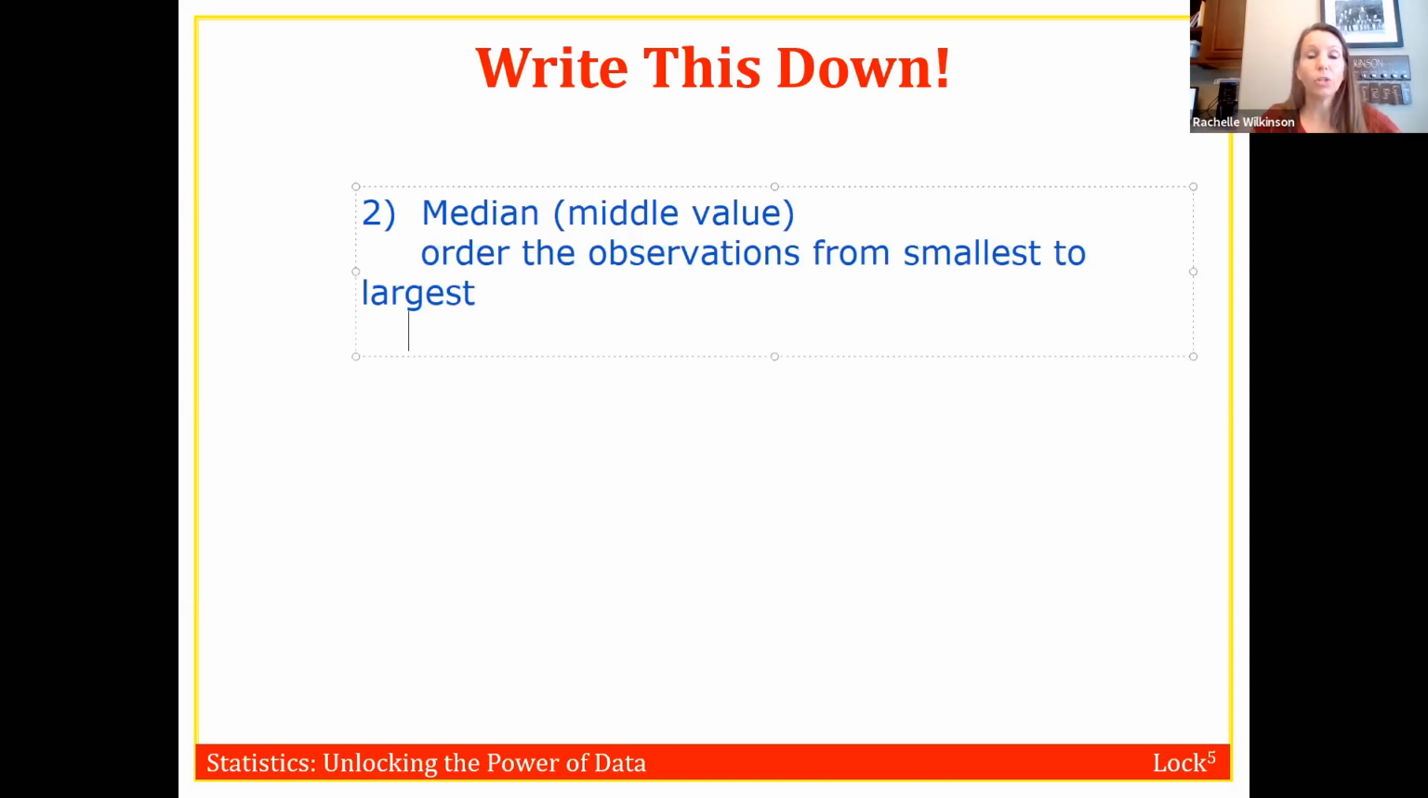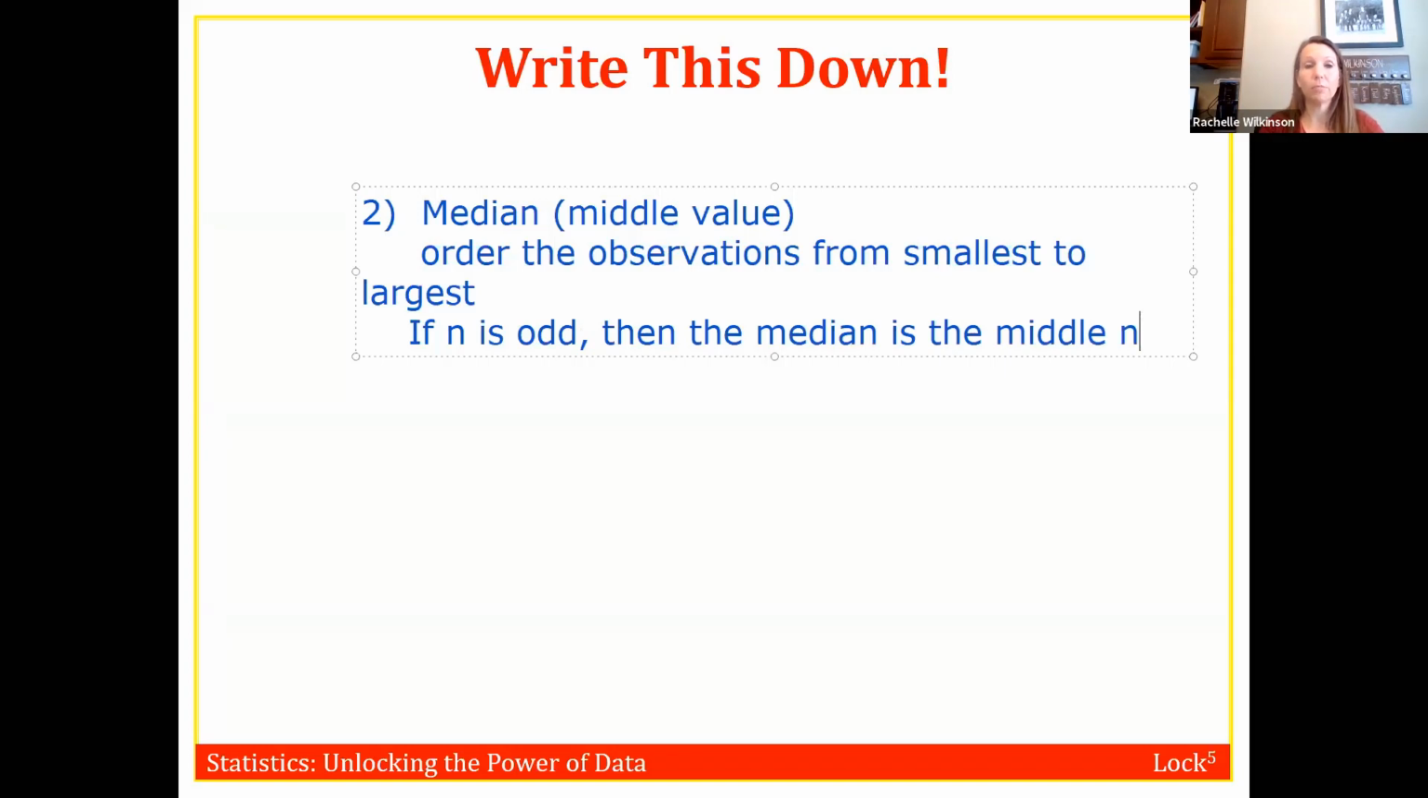Once they're ordered from smallest to largest, you work your way in from both sides till you get to the center. If you have an odd number of observations, then when you get to the center, there's just one number there, and that number would be the median. So if n, the number of observations, is odd, then the median is the middle number. So it's the middle value.